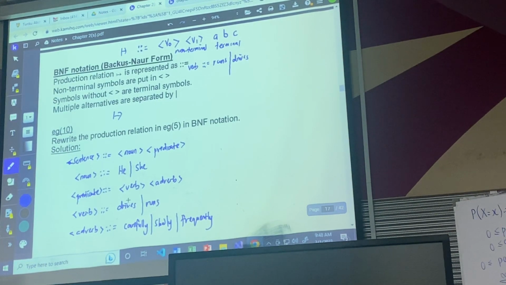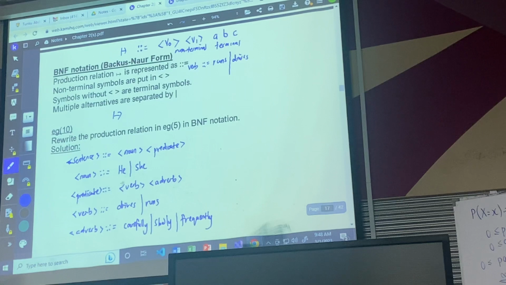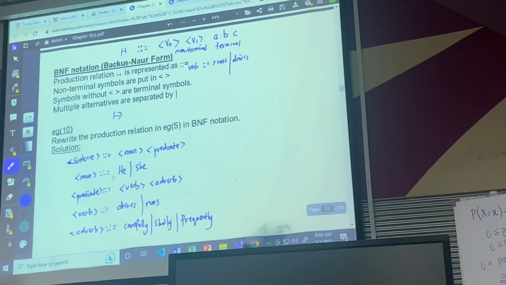Okay? So the terminal symbols here, he, she, drives, runs, and all these, carefully, slowly, frequently, all these terminal symbols we just write out without any bracket. Then when you see it like this, even if I use the variable, you will know that this is a terminal symbol. Okay? So this is for BNF notation.